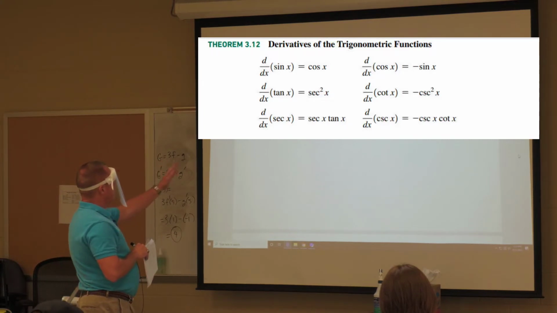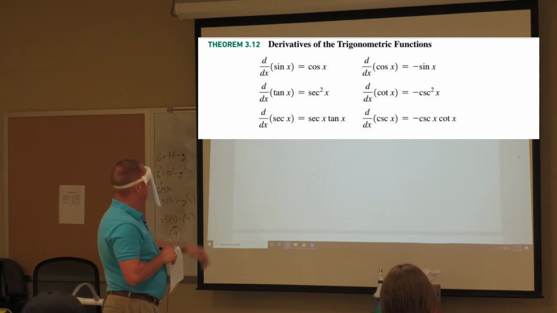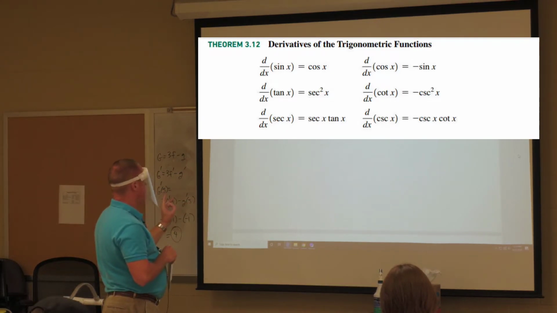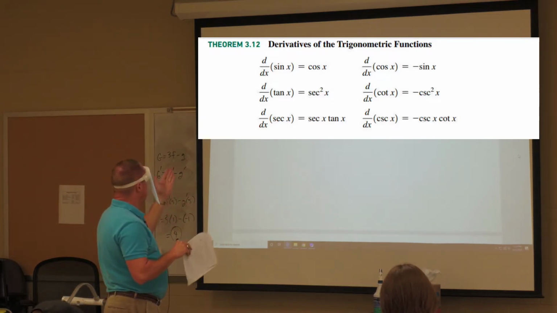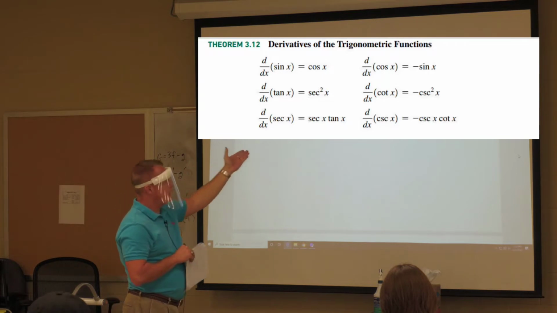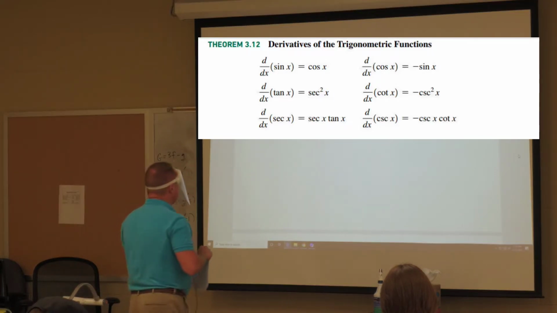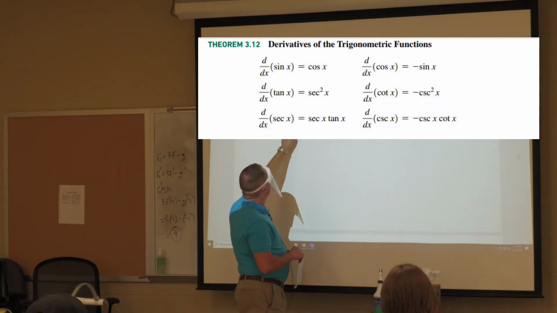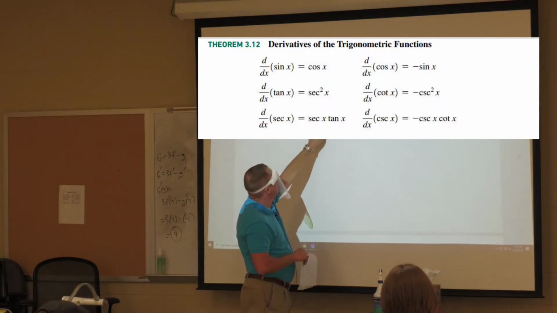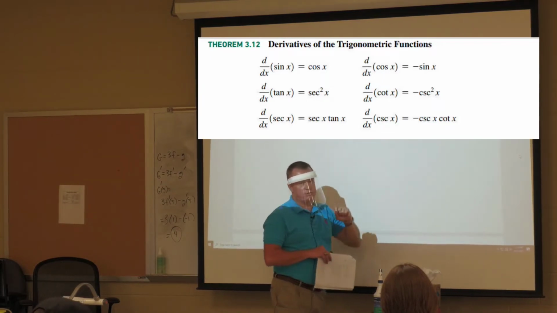Sine, the derivative is cosine. Cosine, the derivative is negative sine. If it is tangent or cotangent, you just have to remember, for tangent, the derivative is secant squared. Cotangent, it is negative cosecant squared. If you have secant and cosecant, for secant, the derivative is secant times tangent. Cosecant, it is negative cosecant times cotangent.